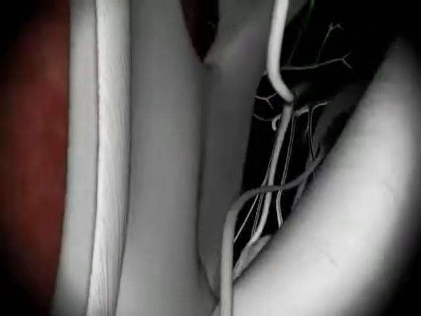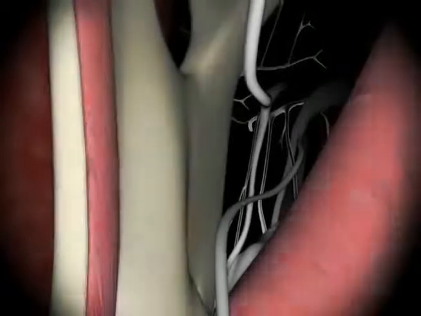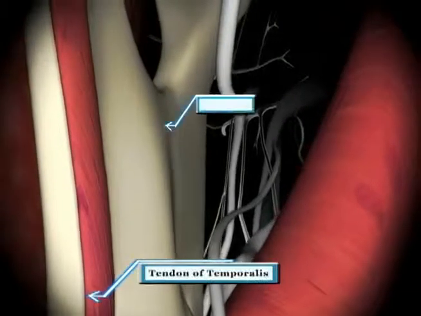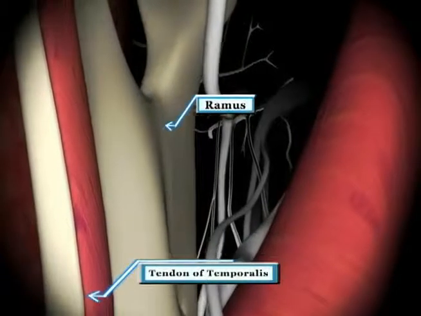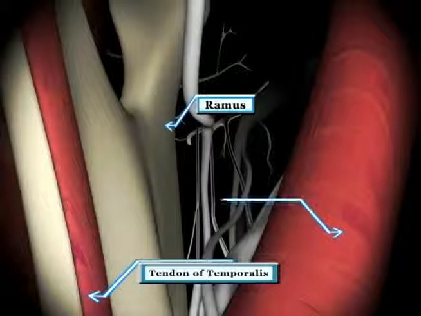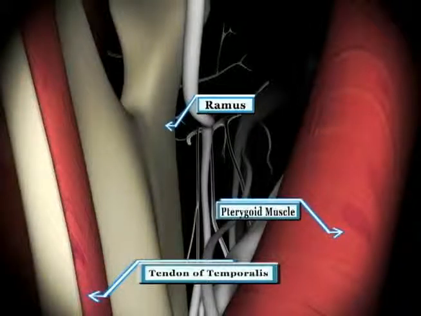A few millimeters later, we see the deep tendon of temporalis attaching to the medial aspect of the mandibular ramus. For the remainder of the tour, we'll be traveling close and parallel to the mandibular ramus. The relatively large medial pterygoid muscle will be just medial to the needle.